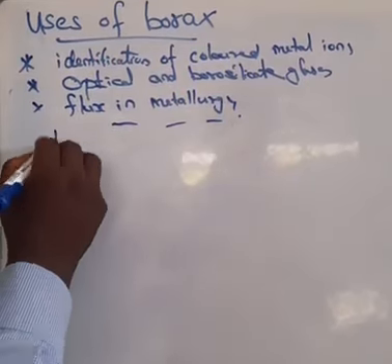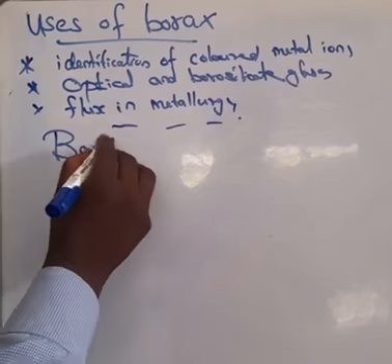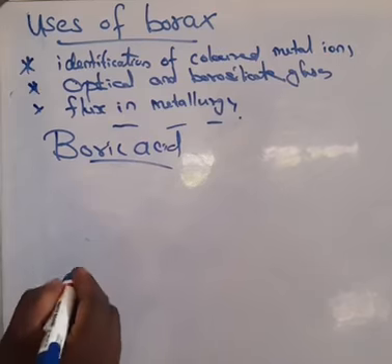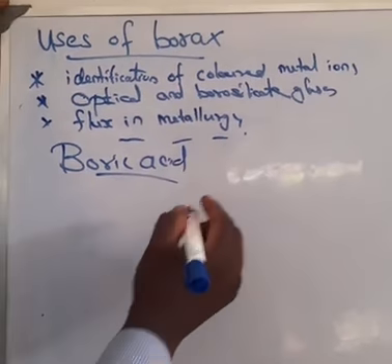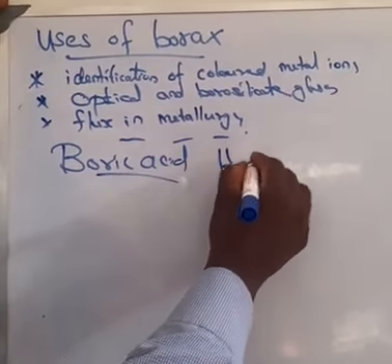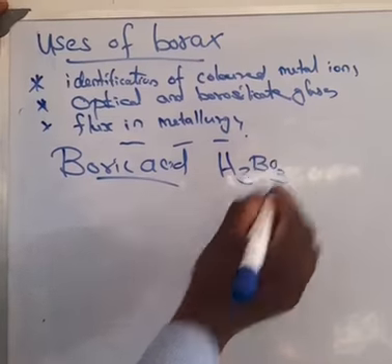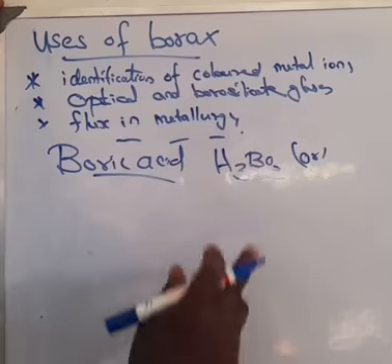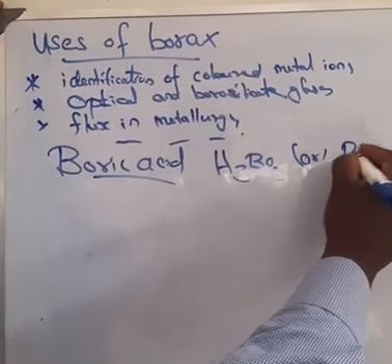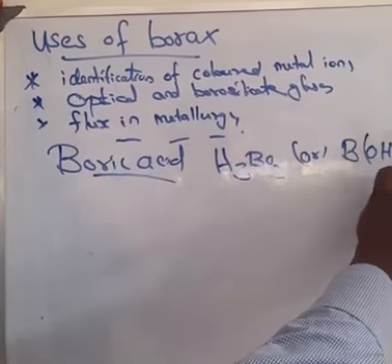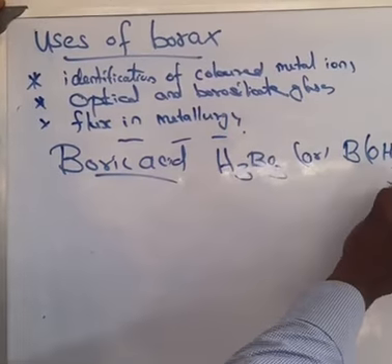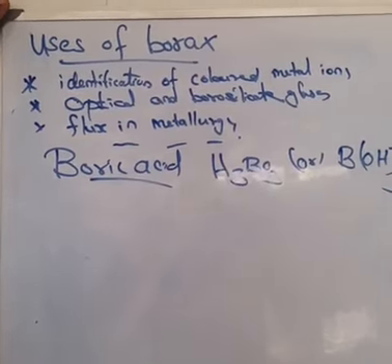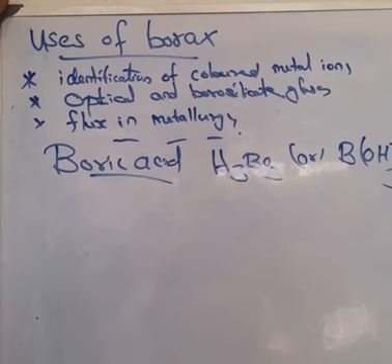Boric acid preparation. What is the formula for boric acid? Already we learned. H3BO3, boric acid. Otherwise one more formula, B(OH)3. Boric acid. How is boric acid prepared? It's a very, very important question.